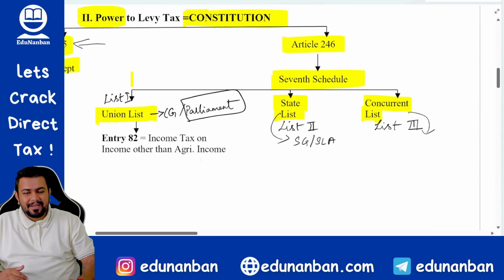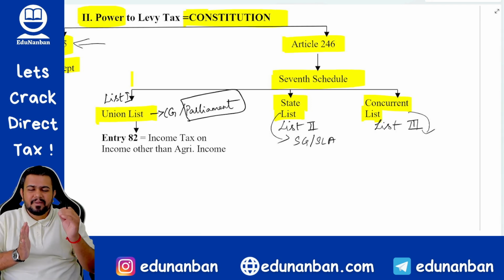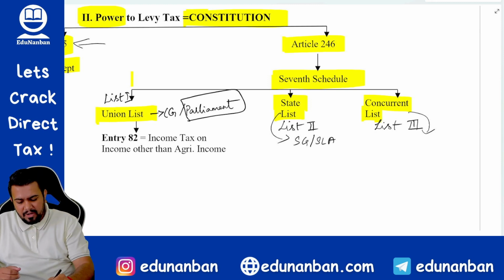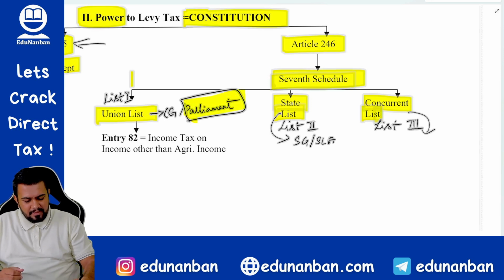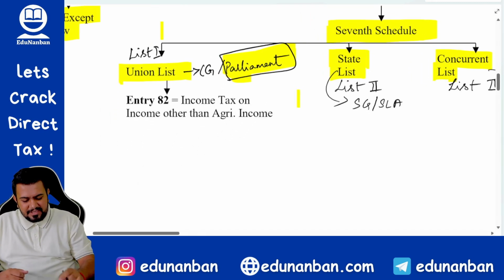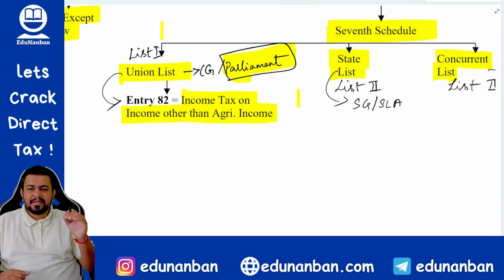Now, what are we going to study? We are going to study income tax. So, sir, who has the power to draft the law to collect income tax from people? The answer is that the power is given to the parliament. How do we know it? Because in the first list, that is the union list, there is point number 82, where it is given: income tax on income other than agricultural income. Hence, the central government has the power to levy income tax.